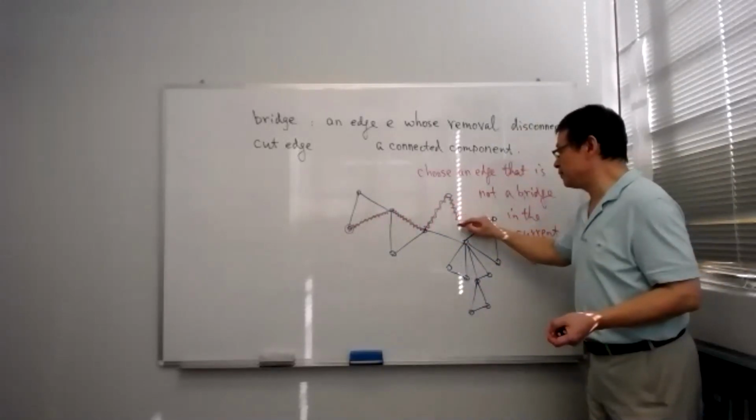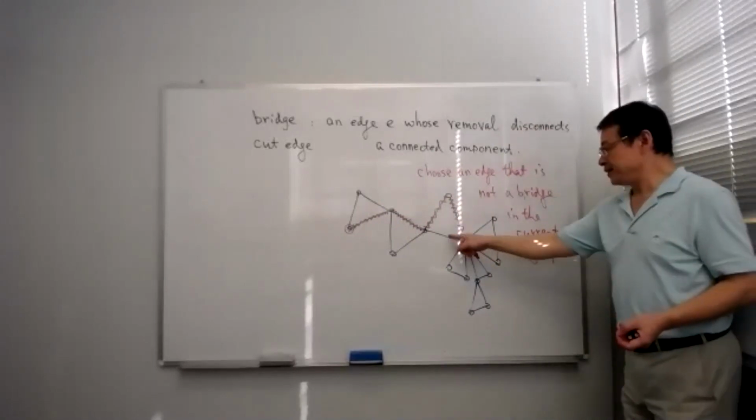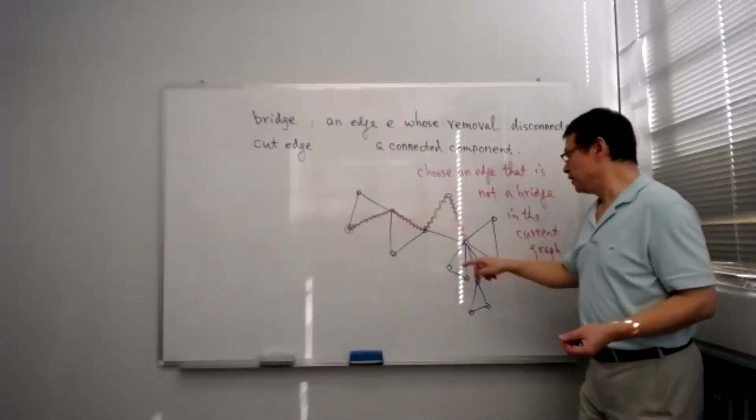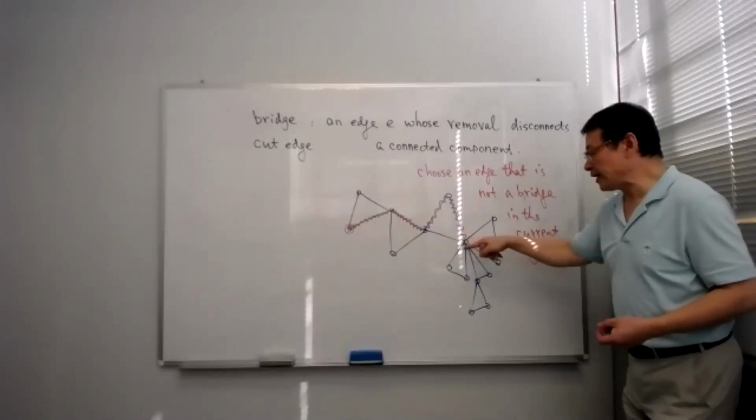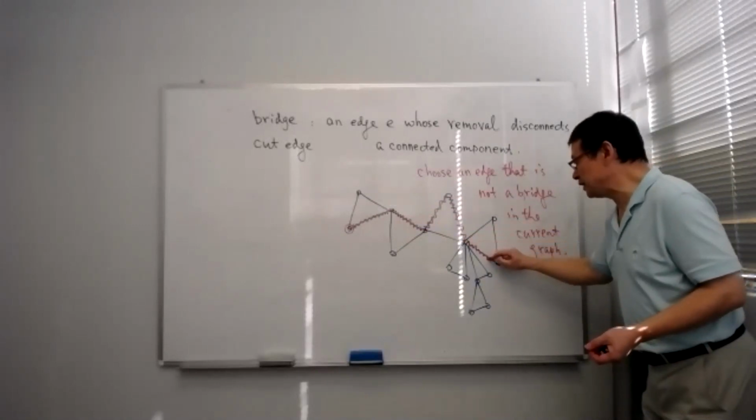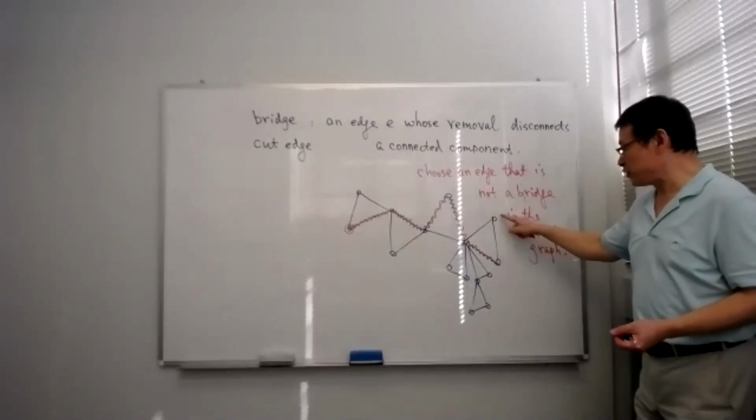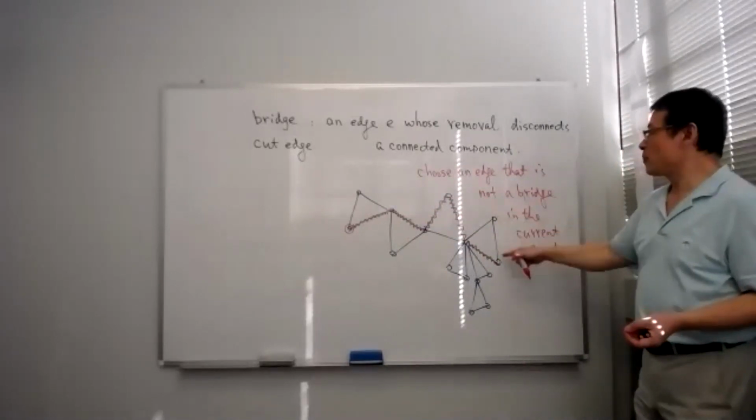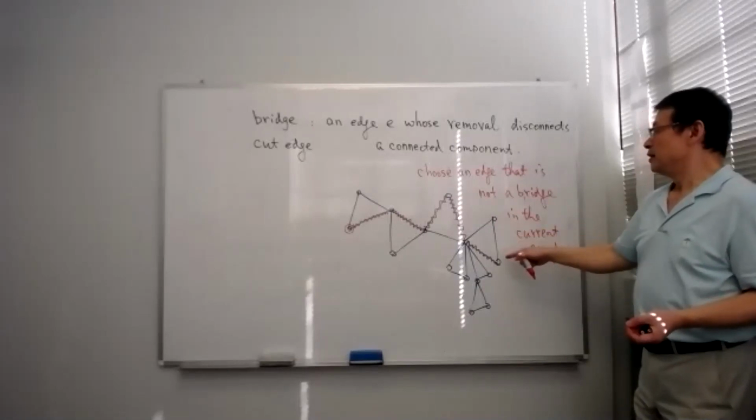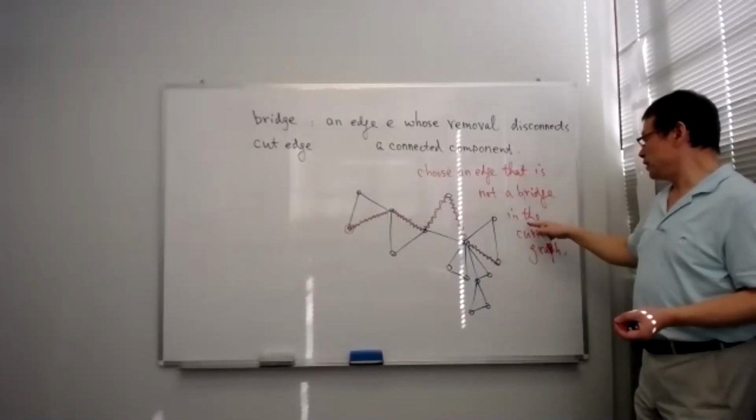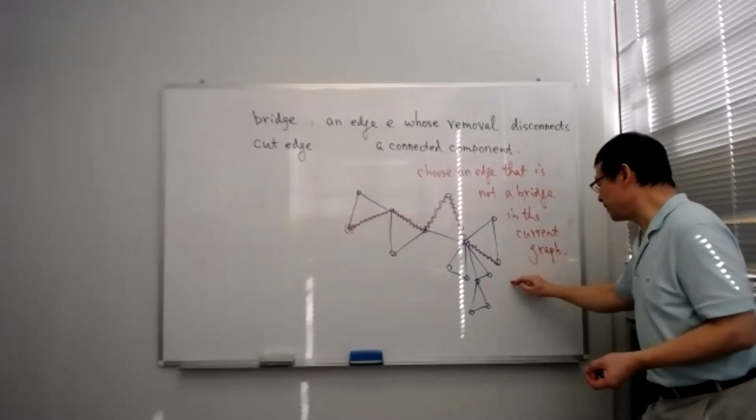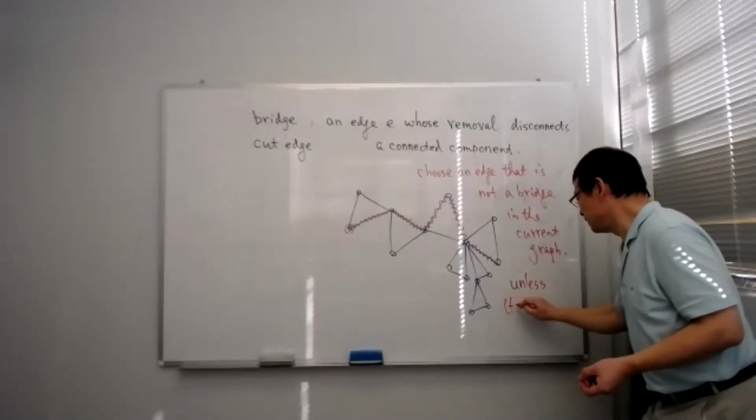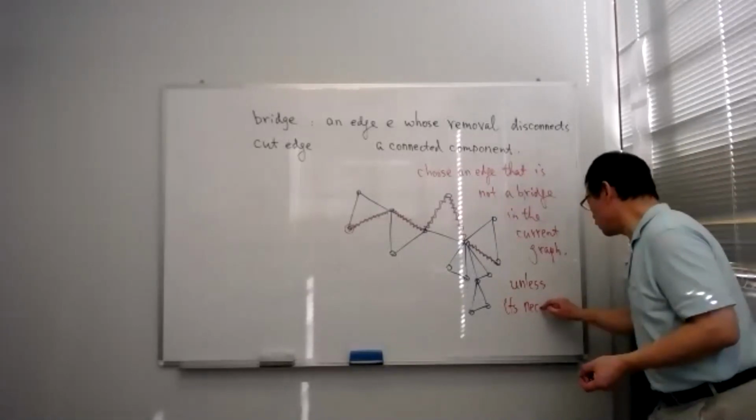Keep on walking, it does not matter. Now this one becomes a bridge. In the blue block, all of them become bridges. So we cannot choose this edge, but all the other edges are safe. We can choose this one. Now here, this one is a bridge, but here we have no choice. We have to choose it. So the rule is: choose an edge that is not a bridge in the current block, unless it's necessary. So no other choice.